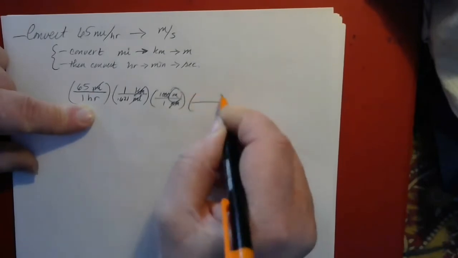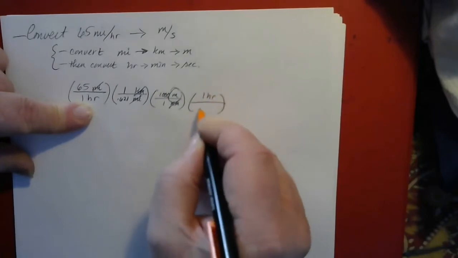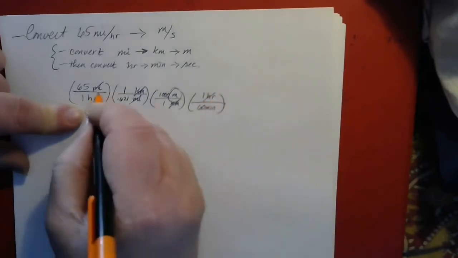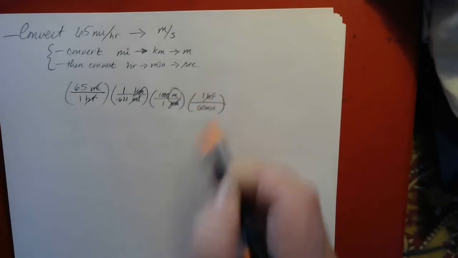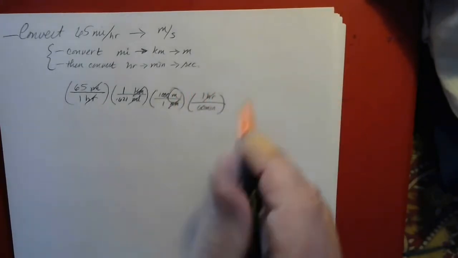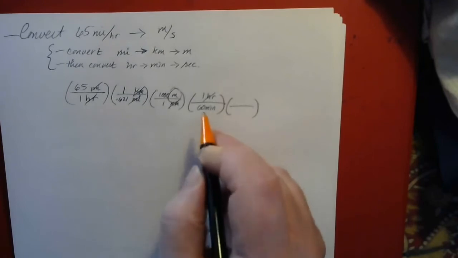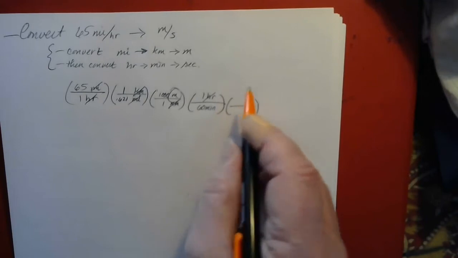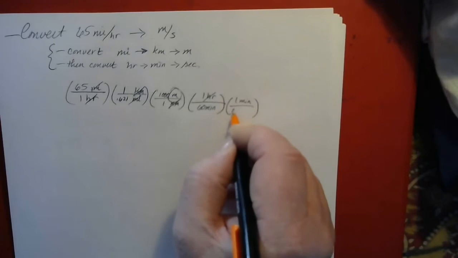Okay, so if we're going to go from hours to minutes, there's 1 hour for every 60 minutes. This way, hours will cancel. And if we stop now and wrote down the answer, we would have meters per minute. But that's not what we want. So there's one more step, minutes to seconds. Again, we're trying to cancel out minutes, which is in the denominator. So that unit has to go in the numerator for the conversion factor. There's 1 minute for every 60 seconds.